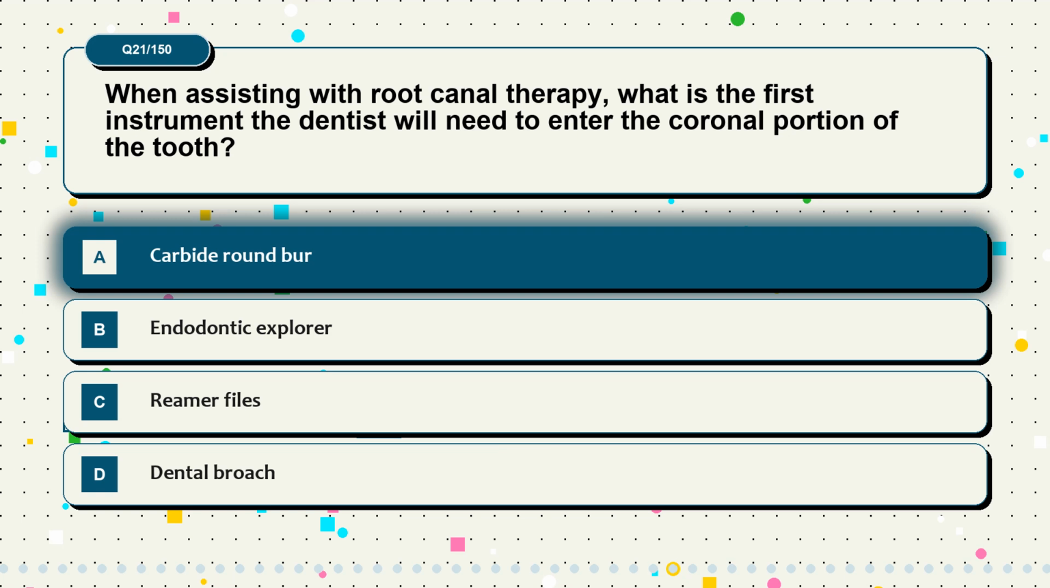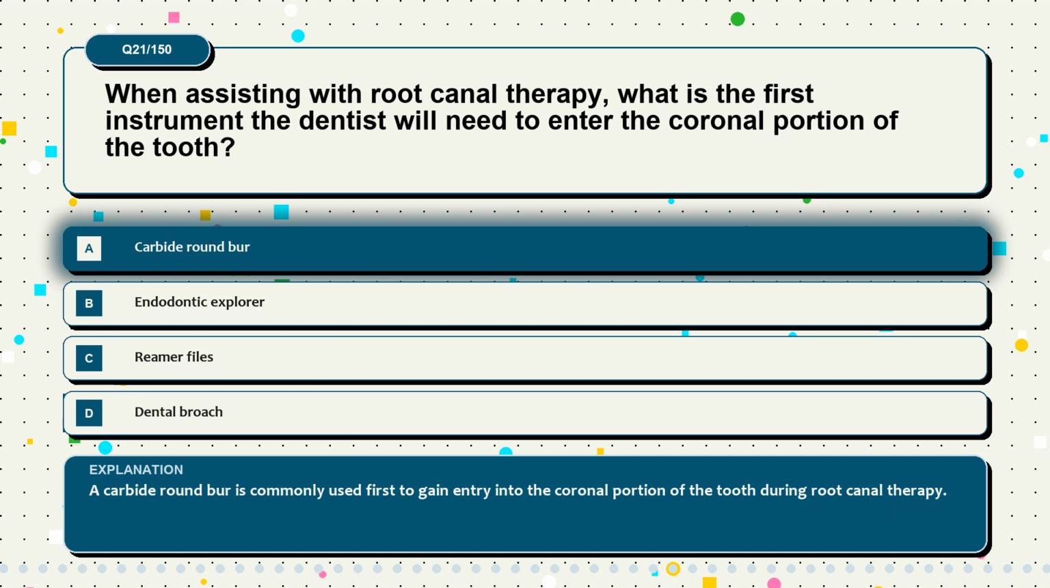The correct answer is option A. Carbide round burr. A carbide round burr is commonly used first to gain entry into the coronal portion of the tooth during root canal therapy.